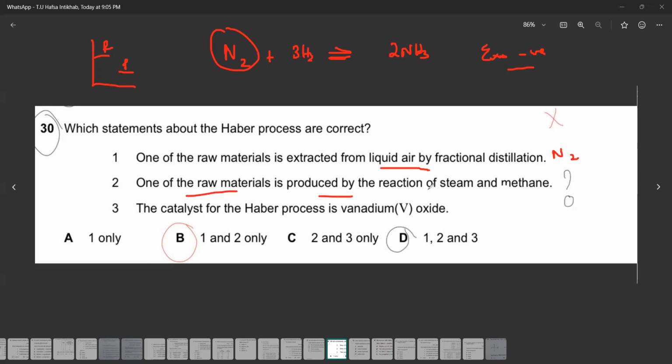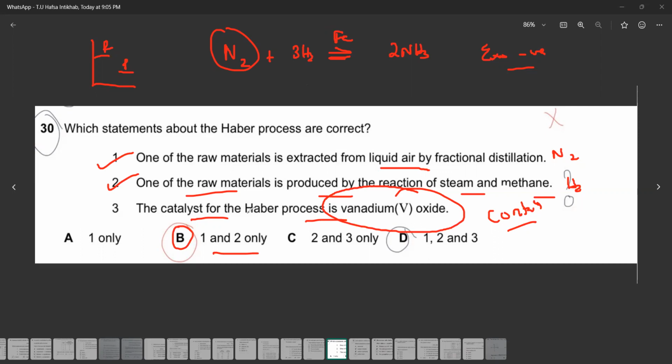One of the raw materials is produced by reacting steam with methane. That's also correct. That's how we produce hydrogen. The hydrogen is produced when steam is reacted with methane. But about the third one, the catalyst for the Haber process is vanadium pentoxide. That's wrong, because vanadium pentoxide is not a catalyst for the Haber process. It is actually a catalyst for the contact process, the manufacture of sulfuric acid. Here we use iron as a catalyst. So statement 1 is correct, 2 is correct because it gives hydrogen. So that's why B is the right answer. Is it clear?